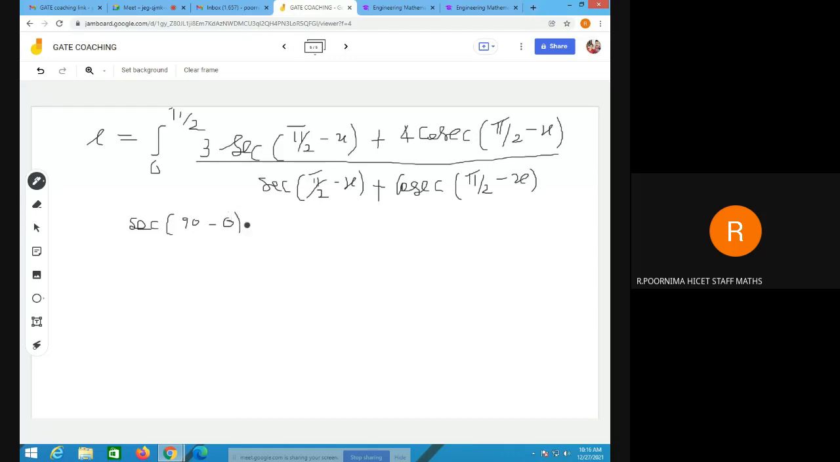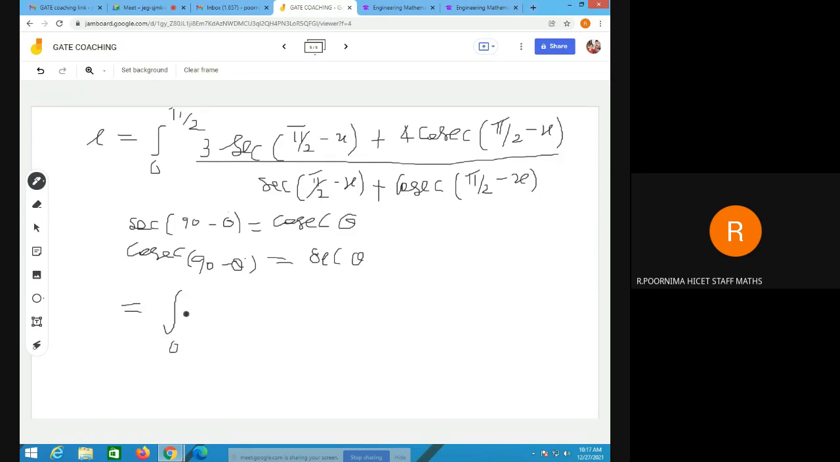Secant of 90 minus theta is cosecant theta. Similarly, cosecant of 90 minus theta is secant theta. So as per the formula, we are going to replace the terms now.